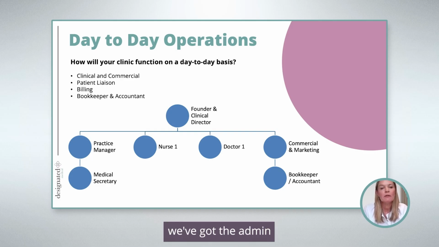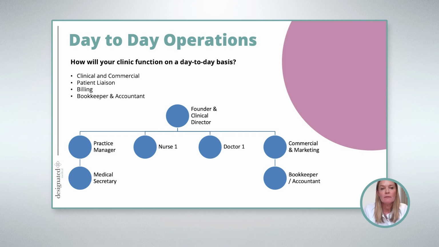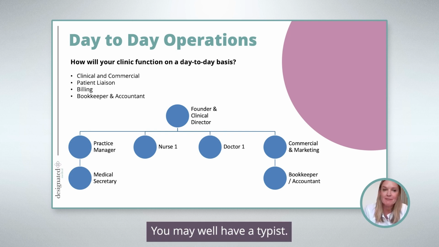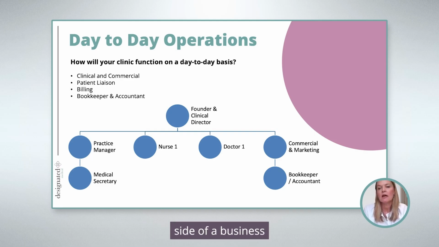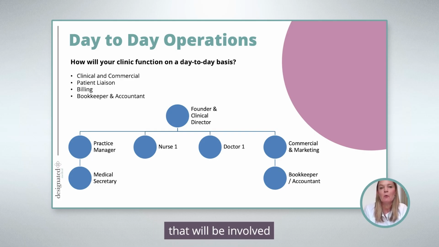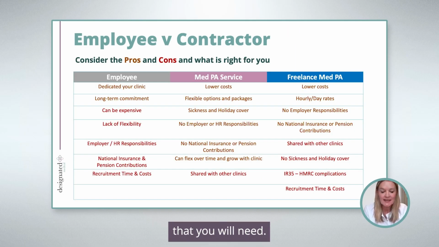To the left, we've got the admin and operations team. So you might have a practice manager or a clinic manager. And then supporting the practice manager, you will have one or more medical secretaries. You may well have a typist. So that's your operations team. And then on the right-hand side, other business support functions like commercial support, then your finance team, your bookkeeper, and your accountant. So that gives you an overview of the team that will be involved in running your business and the people that you will need.